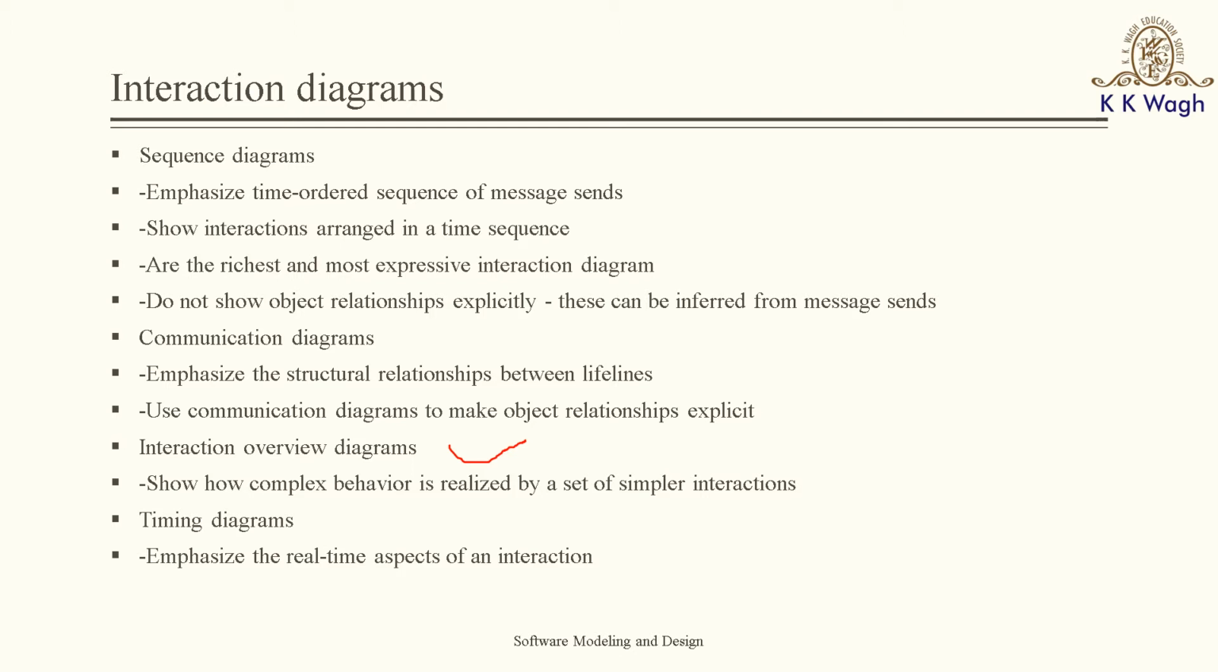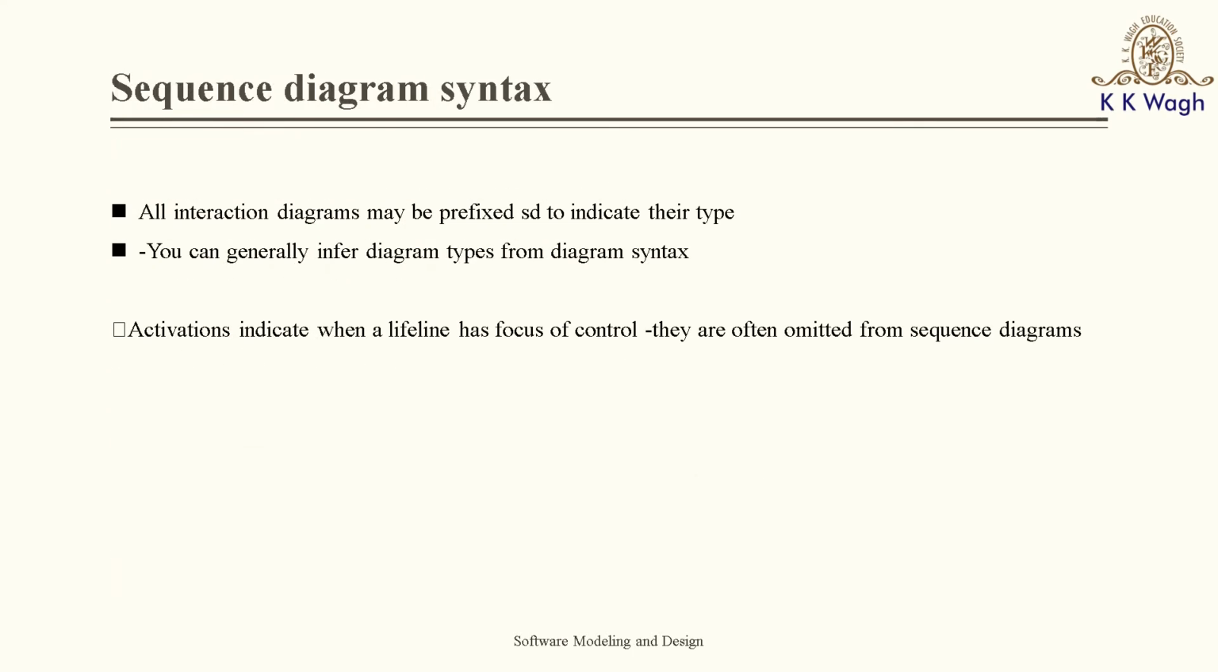Our today's topic is about sequence diagram only. We will see all the other diagrams mentioned here in the next session. Today we will see the sequence diagram. Now here is the sequence diagram syntax. All interaction diagrams may be prefixed with SD, where SD means sequence diagram, to indicate their type. You can generally infer diagram types from diagram syntax.